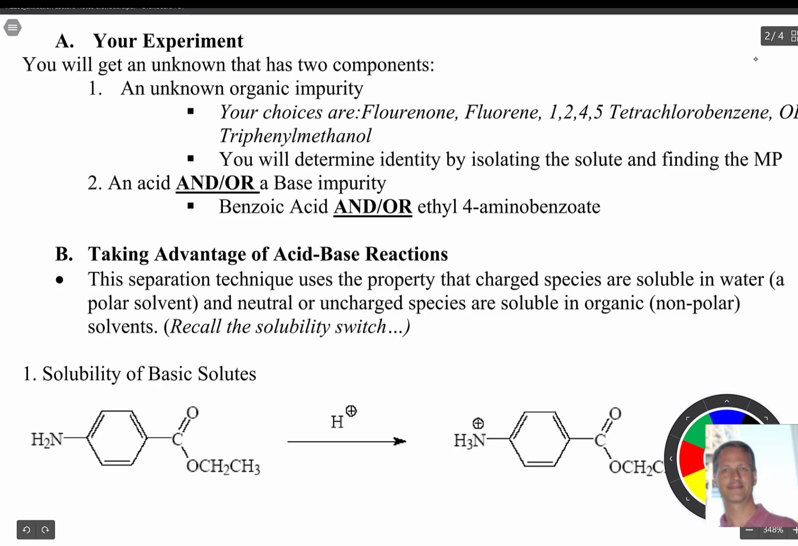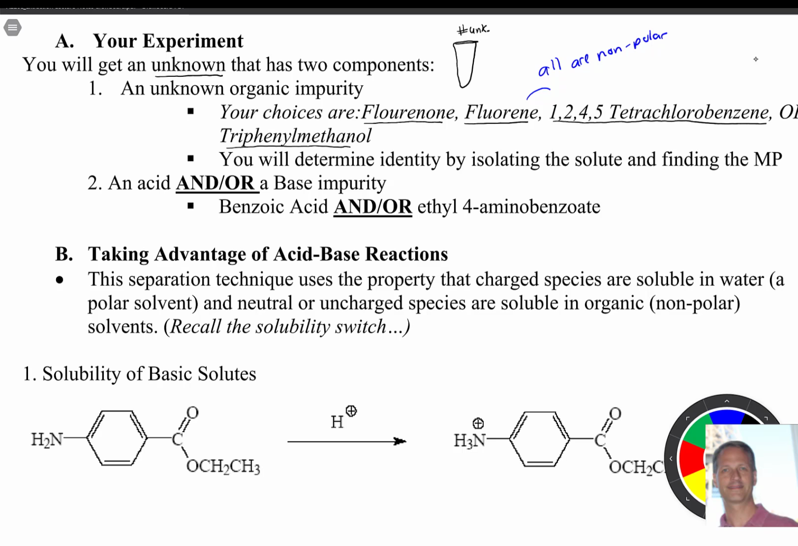So what you're going to get is an unknown. I'm going to give you basically a little online conical vial with an unknown, and the choices are going to be fluorenone, fluorene, 1,2,4,5-tetrachlorobenzene or triphenylmethanol. The important thing to point out is that all of these are nonpolar and will dissolve in nonpolar solvents.